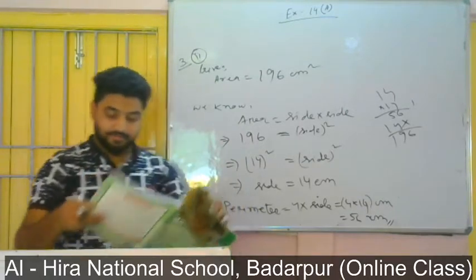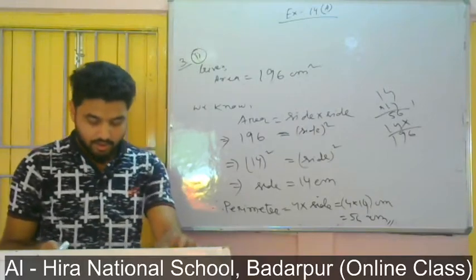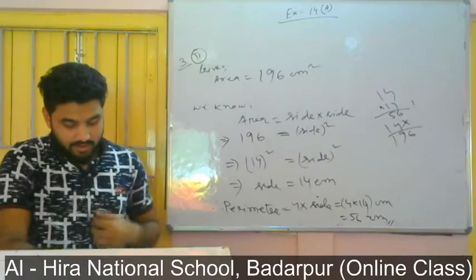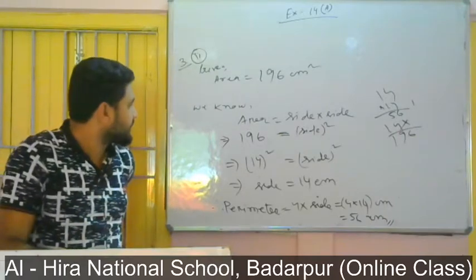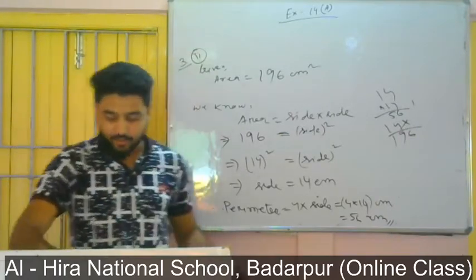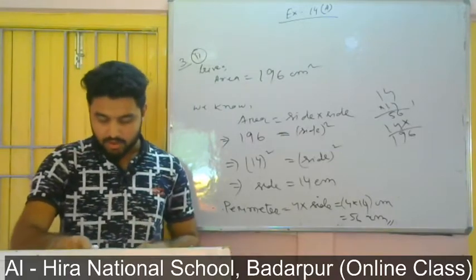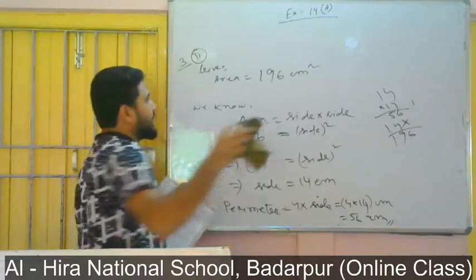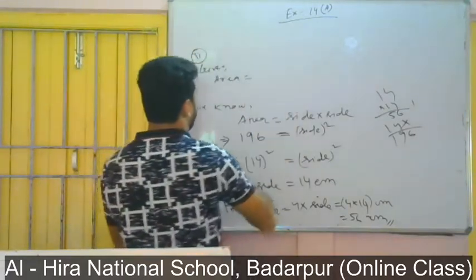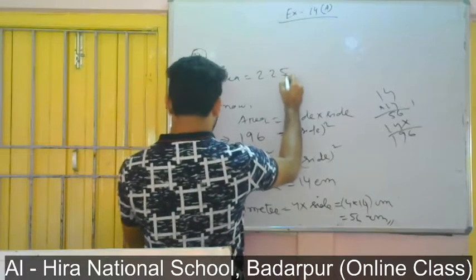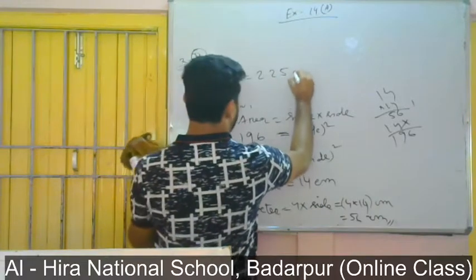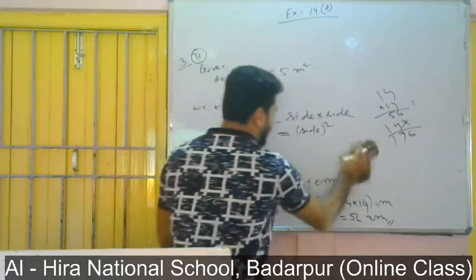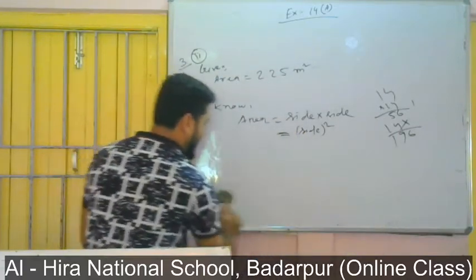So the perimeter is what? 56 centimeter. Okay, and the side is 14. Now for 2.25. Okay, for 2.25, area equals 2.25. 2.25 what? Meter square. Okay, now we have to find what? Perimeter.